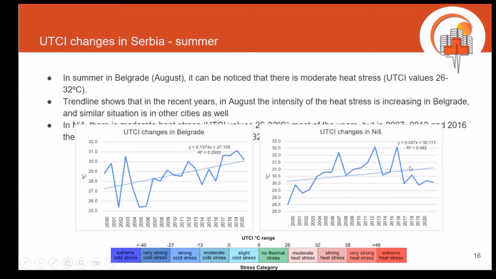For Niš, the situation is a bit different. As we can see here, the lowest value is 25, and in Niš it's 28. So we can say that in Niš, the summer temperatures on average are much higher. Also, we can say that above 32 degrees in Niš, we have more years that go into strong heat stress.